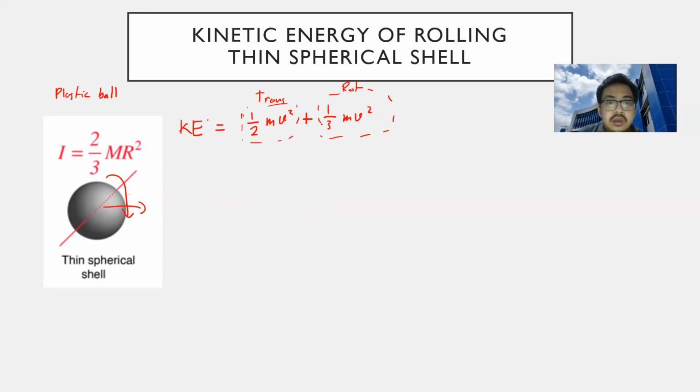So let's add them up. So the fraction is, we can equalize the divisor by 6, yeah. So it will equal to 3 by 6 mv square plus 2 by 6 mv square, which is equals to 5 by 6 mv square. This is the thin shell or thin sphere.